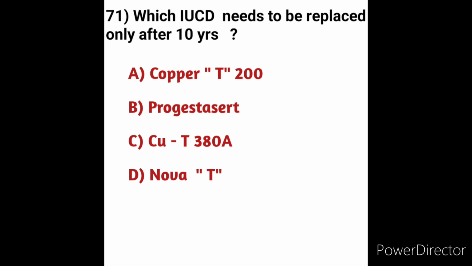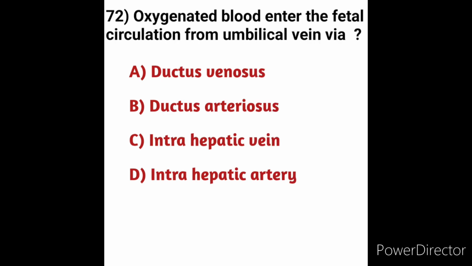The copper T380A intrauterine device is a safe and trusted birth control device to prevent unwanted pregnancies, used for a period of up to 10 years. So here option C is the correct answer. Next, what is Nova T? Nova T is an intrauterine device that can be used for 3 years only. So the intrauterine contraceptive device that needs to be replaced only after 10 years is option C, CuT 380A. Next we will move on to question number 72.